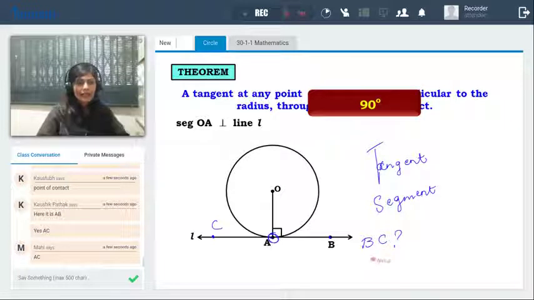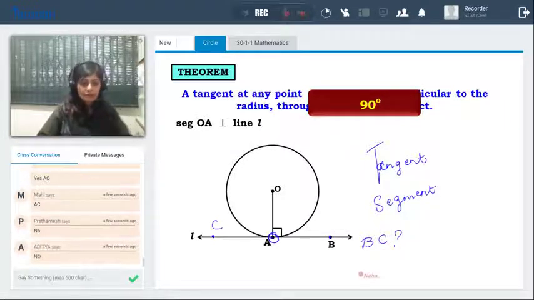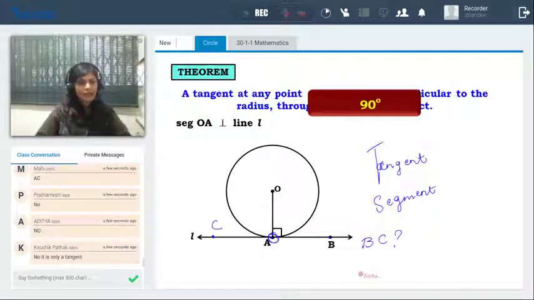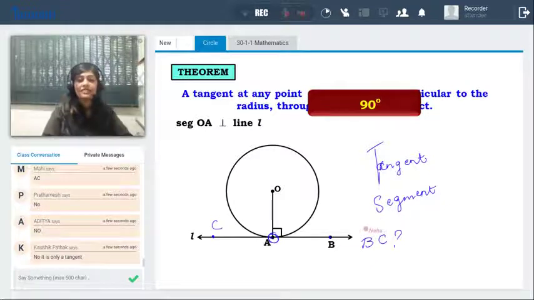Yes, students, what about BC? Is BC a tangent segment out here? No. Okay, Prathamesh, no. Aditya, yes, no. No, it's only a tangent. Yes, students, we can just say BC is a tangent line.